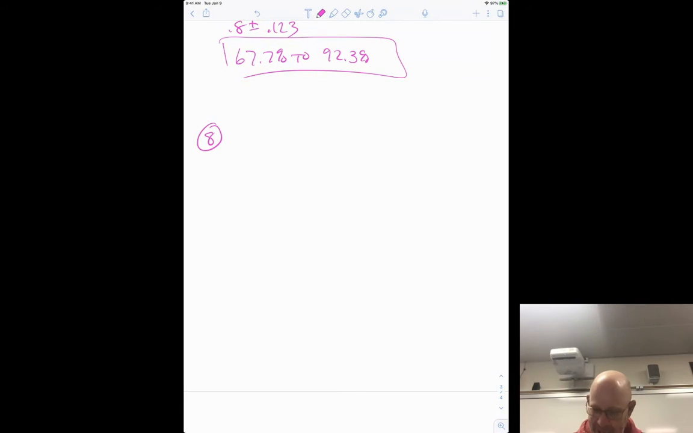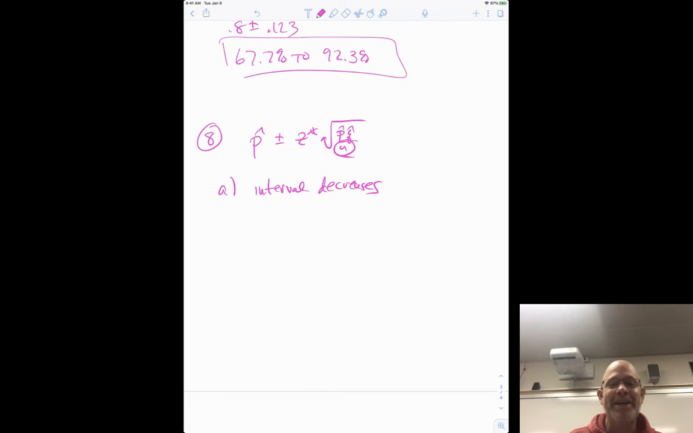So number 8 says, if everything else in your sample is left unchanged, what happens to the length of the confidence interval as the sample size increases? So just remember that this is my formula, right? If the sample size increases, the interval decreases. It gets smaller. You can just try it if you want, but you can see that algebra, the number in the denominator gets bigger, that margin of error gets smaller, my interval decreases.